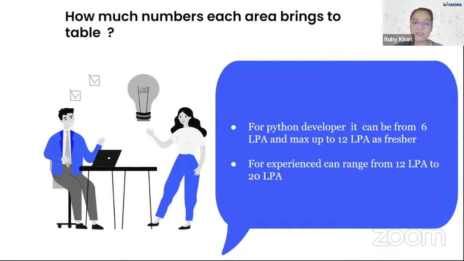So here, as you can see on our screen, we already have a list of the packages as per the market standards, right? For Python developers, it can range from 6 LPA to a maximum of 12 LPA as a fresher. For experienced professionals, it can go from 12 LPA to 20 LPA. So that's the kind of opportunities that you have after upskilling yourself.